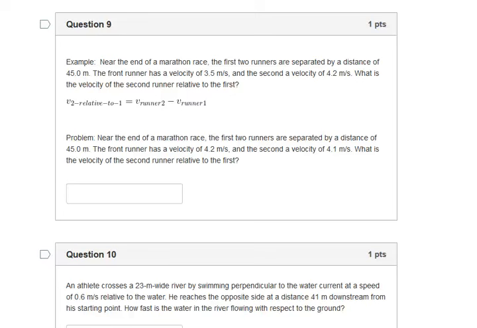Okay, chapter 3, homework problem 9. Let's talk about this for a little bit. This is actually a pretty straightforward problem, right? So let's imagine a different problem.